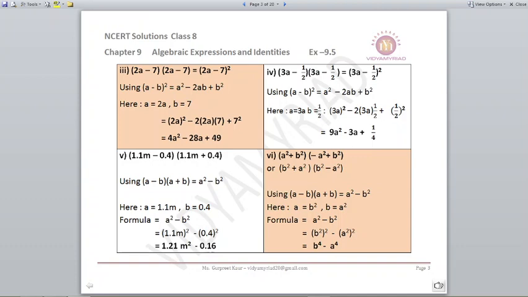Next, the sixth part, (a square + b square)(-a square + b square). Let us rewrite this. It will become the form of (b square + a square)(b square - a square). So what is this in the form of? (a - b)(a + b). See, both the first term and the second term are same. Only the sign is different. One is plus, one is minus.